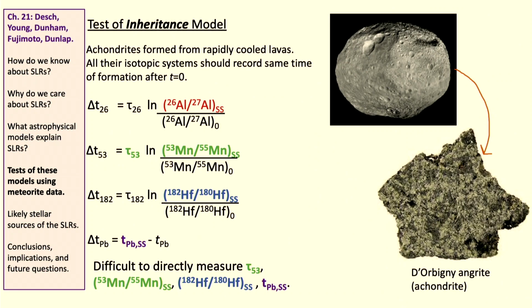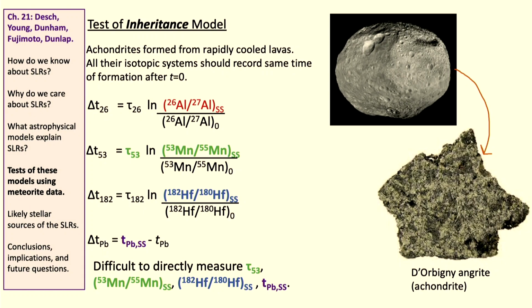So now we can test the inheritance model too. We can ask, do the other radionuclides look homogeneous like beryllium-10 does? And to do this, there's recent work. Actually, I'm going to present some work that I did, but this is in the field of chronometry.